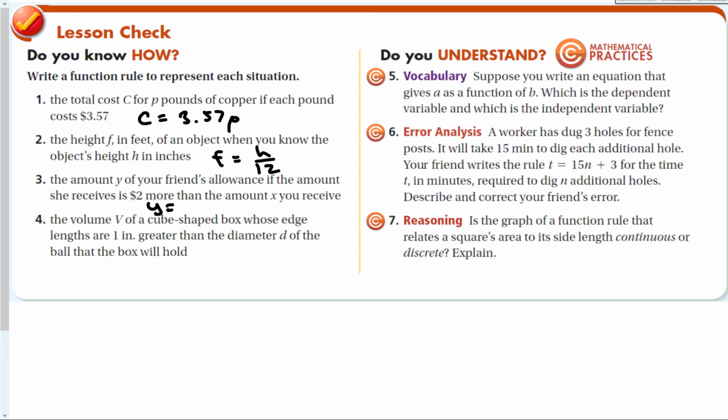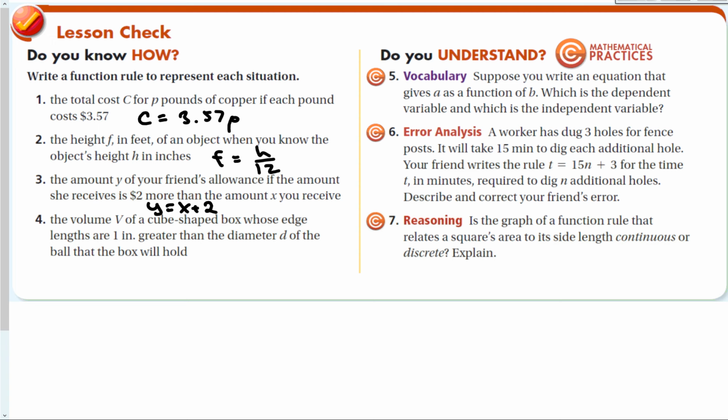And finally, the volume of a cube-shaped box whose edge lengths are 1 inch greater than the diameter of the ball that the box would hold. Okay. So to get volume is length times width times height. So if the edge of the box is the diameter plus 1, 1 inch greater than the diameter, you just take that and multiply it 3 times. Length, width, height.